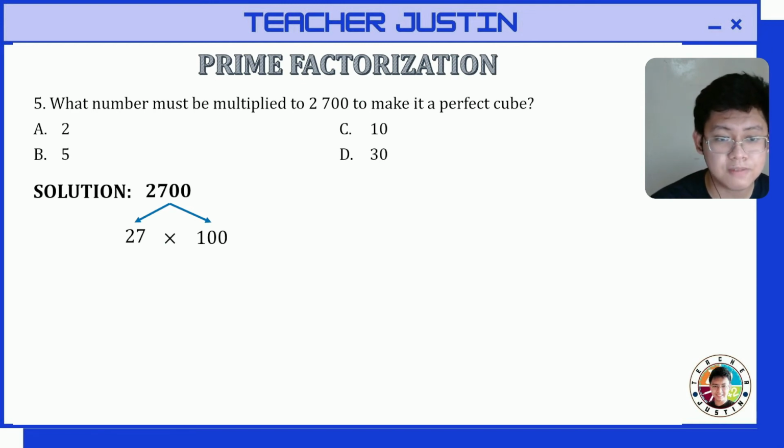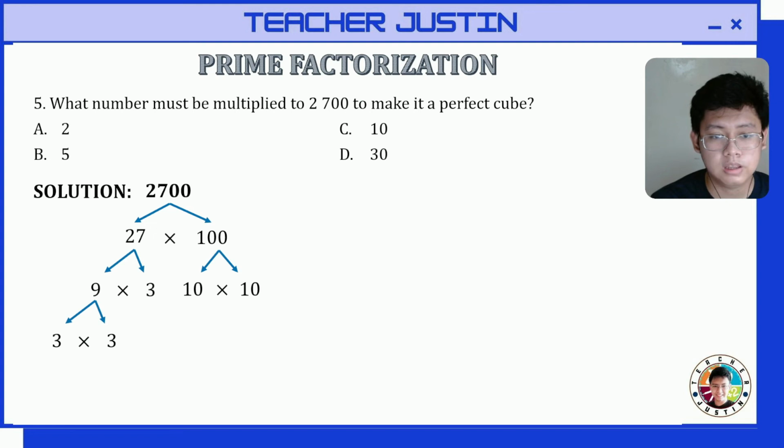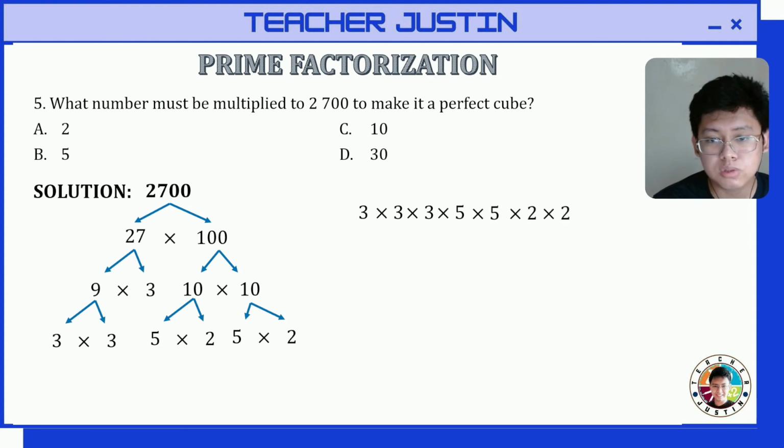Tapos, si 27, may factor siya na 9 times 3. Si 100, may factor siya na 10 times 10. Si 9, pwede pa natin siyang i-factor, which is 3 times 3. Si 10, pwede pa natin siyang i-factor na 5 times 2. At yung isa pang 10, 5 times 2 din. Now, nakuha na natin yung ating prime factors. Lista natin. We have 3 times 3 times 3, 5 times 5 times 2 times 2. So, nakuha na natin lahat ng prime factors ni 2,700.